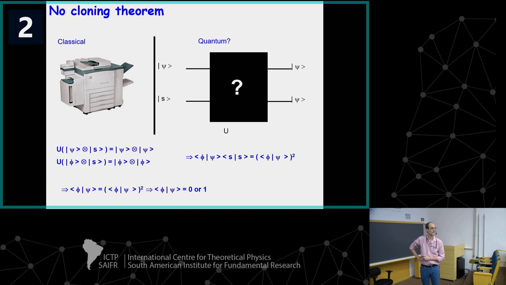In conclusion, what you have is that this side should be equal to its value squared. So you have only two possibilities. Either these two states are the same, or they are orthogonal. So it doesn't work universally. You don't have a unitary operation that will work for any pairs, for any set of states. You can vary this qubit continuously in your Poincaré or Bloch sphere. So you're not allowed to make copies. If you would, you would violate the uncertainty principle.